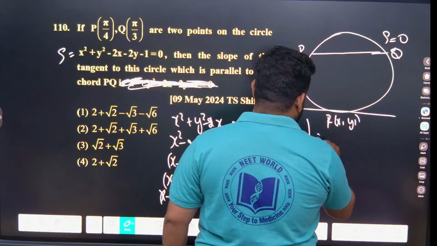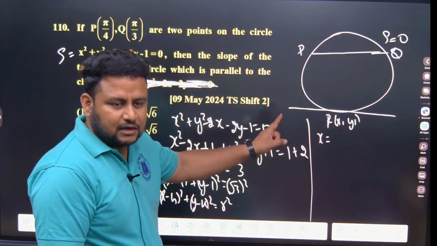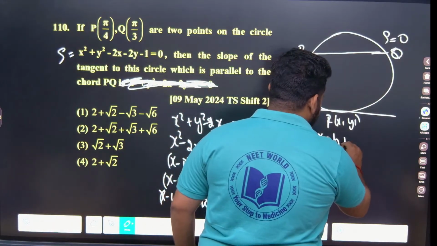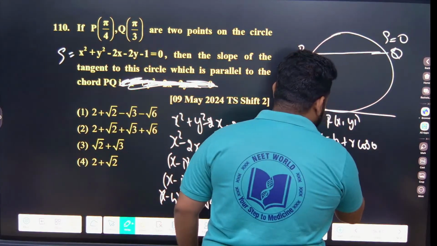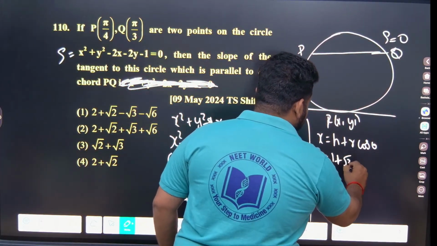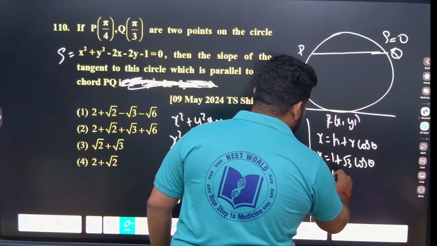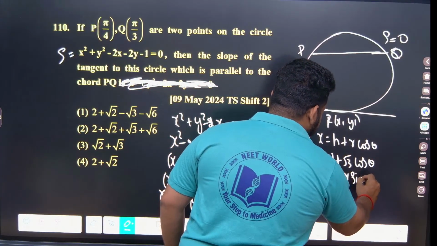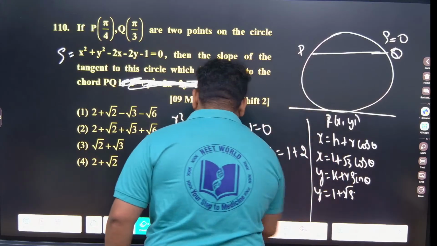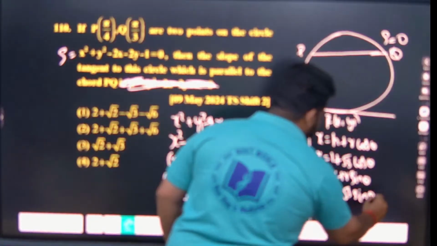Before that, x can be written as h plus r cos theta. Very good. So x is h plus r cos theta. H is 1 here, so x is 1 plus root 3 cos theta. And y is k plus r sin theta, so y is equal to 1 plus root 3 sin theta. Correct? So this is what we have.